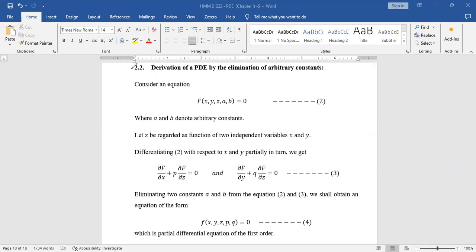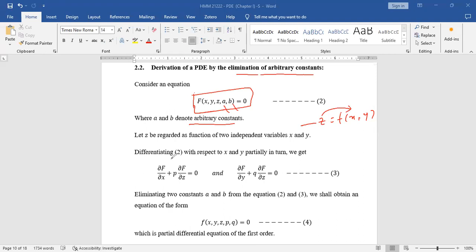Okay, so this is our section 2.2. It says eliminating the arbitrary constants. So let me go through the explanation of that. Let's say this is my actual solution equation, where I have a, b as the arbitrary constants. This is my equation number 2. Then z is regarded as a function of two variables, that is, z equals a function of x, y. It is not an independent variable. It is a dependent variable of x, y.